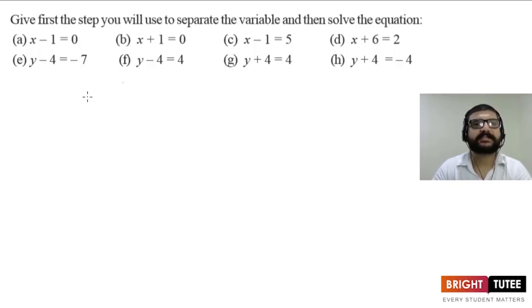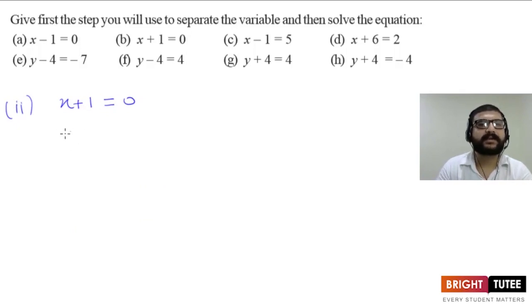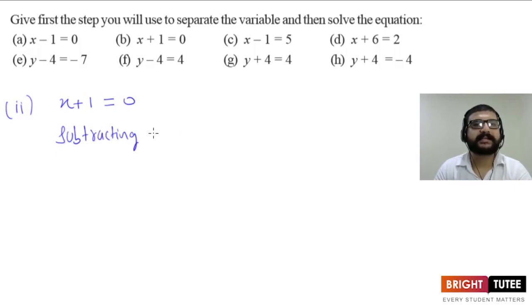Now let's check the second equation, which is x plus 1 is equal to 0. Now how to solve this equation? First we have to get rid of this plus 1 which is written with x here. So what we can do for that is subtract the same quantity from both the sides. What should we subtract from both the sides? We have to subtract 1 from both the sides.